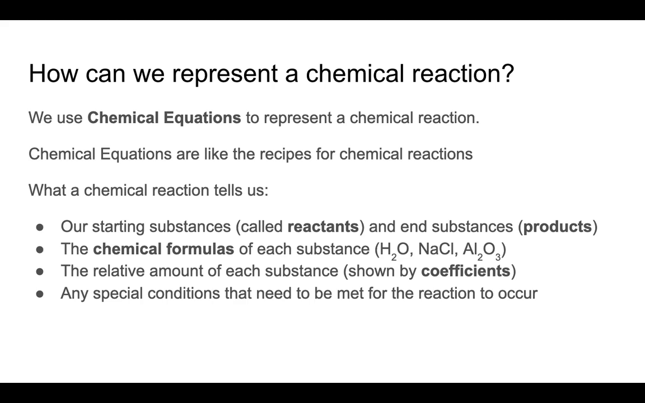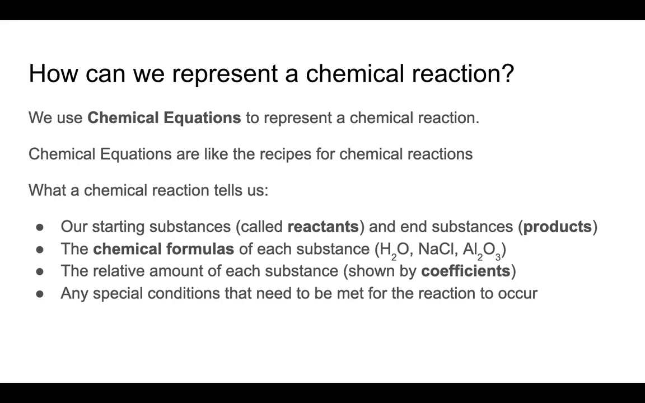And remember, those chemical formulas are specific to that substance. These cannot be changed. It changes the entire substance if we change our chemical formula. So the chemical formula for water is H2O. The chemical formula for sodium chloride is NaCl. Then we've got aluminum oxide, Al2O3. We have those subscripts to tell us how many of that element's atoms are in that molecule. But that chemical formula is very specific to that substance. If you change that chemical formula, you are changing the substance entirely.